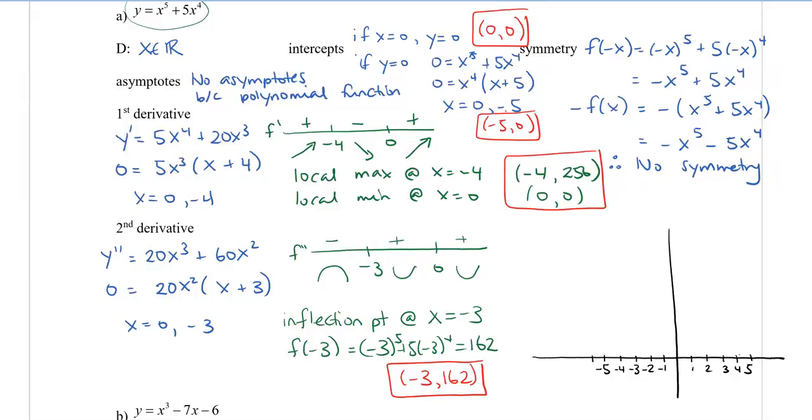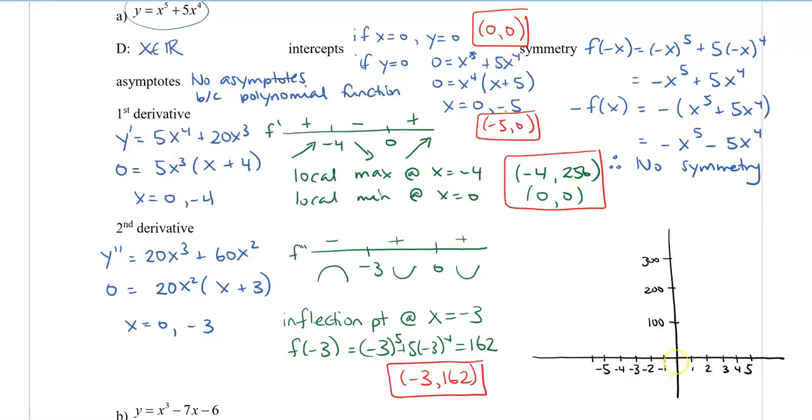Okay, and because I know I need to go all the way up to 162 and here even 256, I'm going to use a scale of 100. Now this won't be perfect, but it's a rough sketch, but a good rough sketch. All right, so I have my scale here.